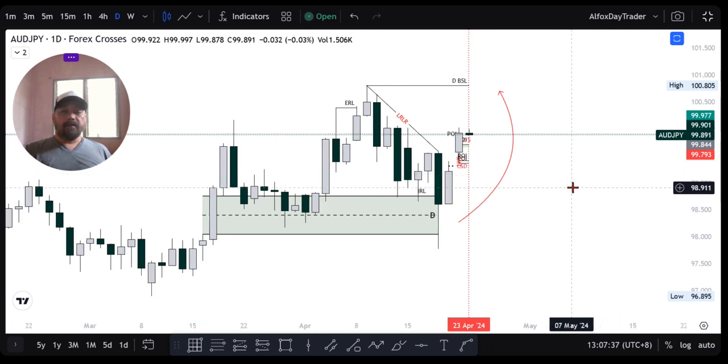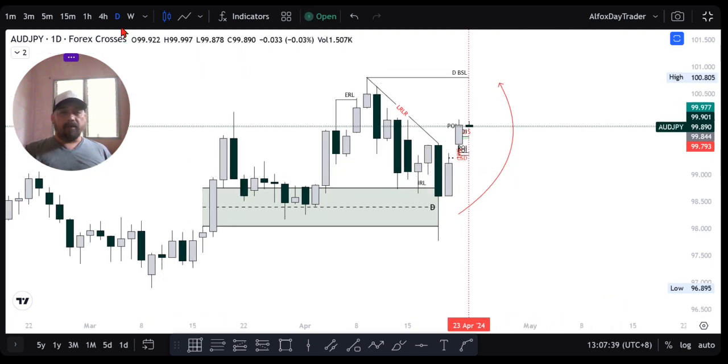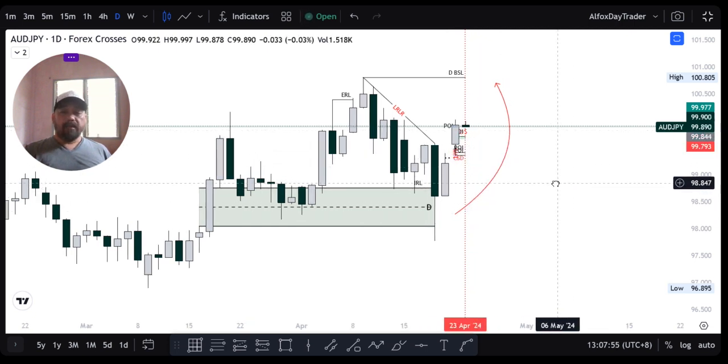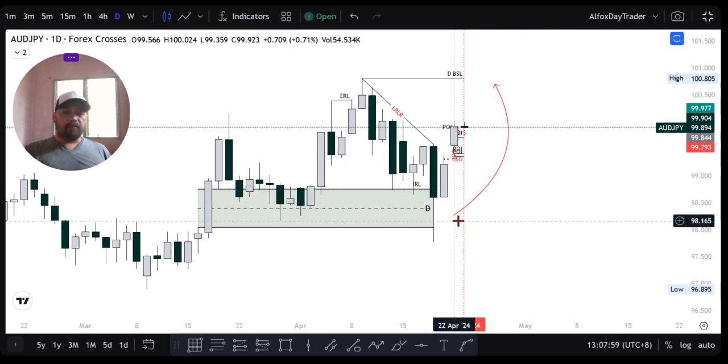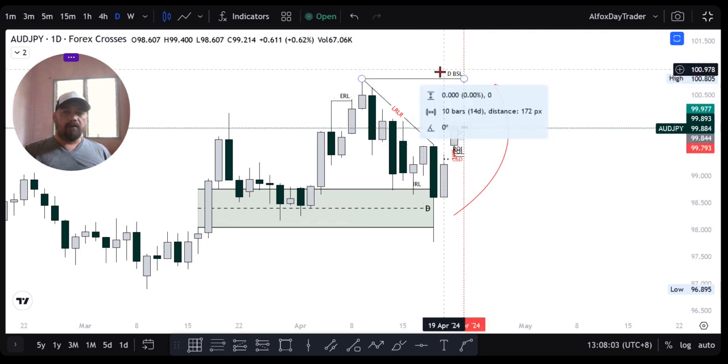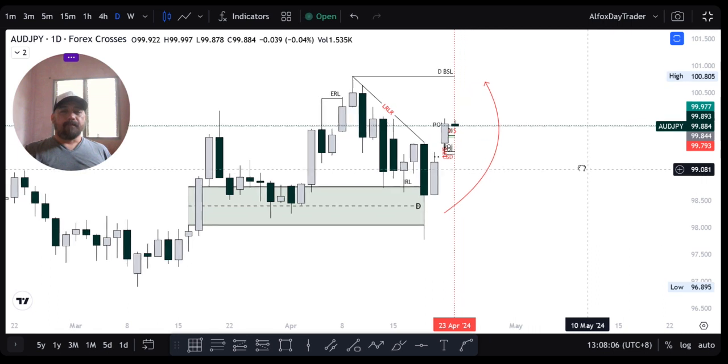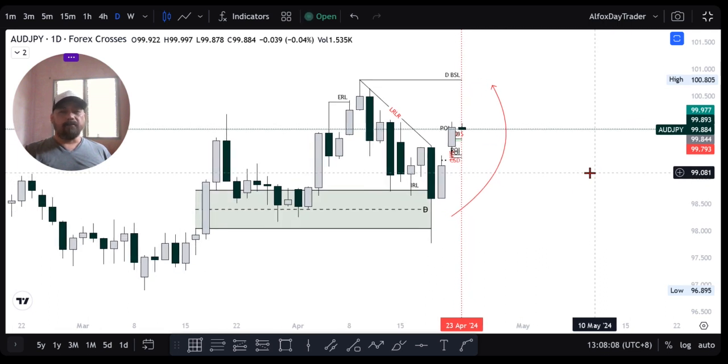So as you can see, for our bias, I went to my daily time frame. From external, price went to our internal range liquidity and started to move up. So for today, my bias would still be bullish, where I expect price to continue going up and reach for our buy side liquidity. Okay, so I hope that's clear now.